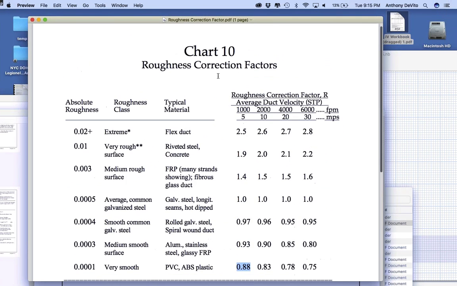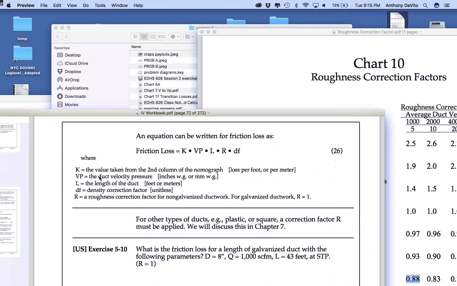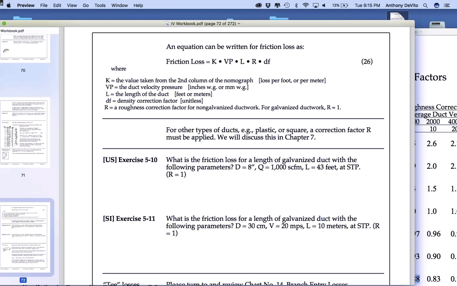Okay, so let's go back to where we were. We were talking about our galvanized duct. Now we know the diameter, we know Q. If we know the diameter of the duct and Q, we can calculate the velocity. If we know the velocity, we can calculate the velocity pressure. So now all we need is the roughness factor, the K value, and the number of feet.